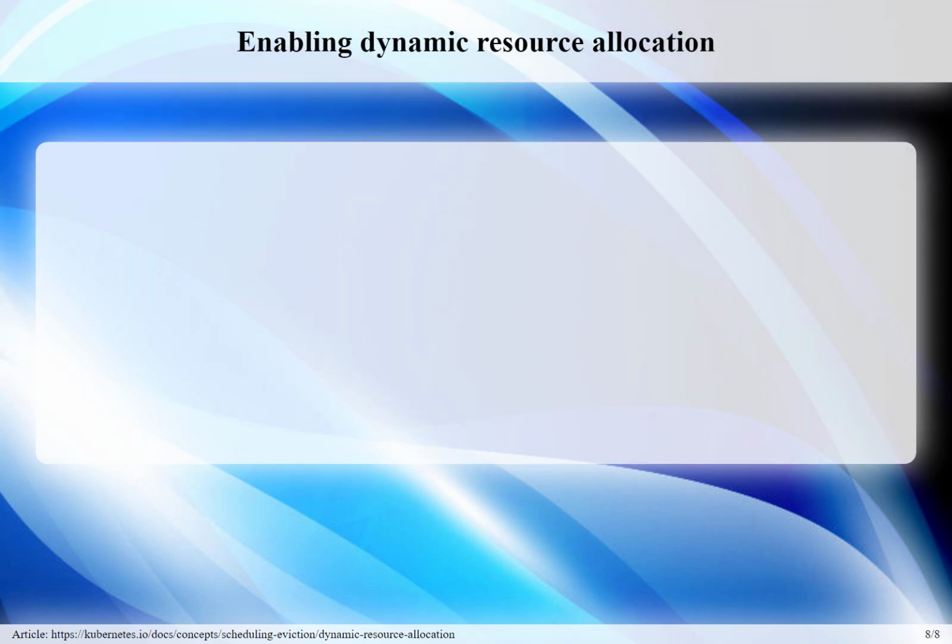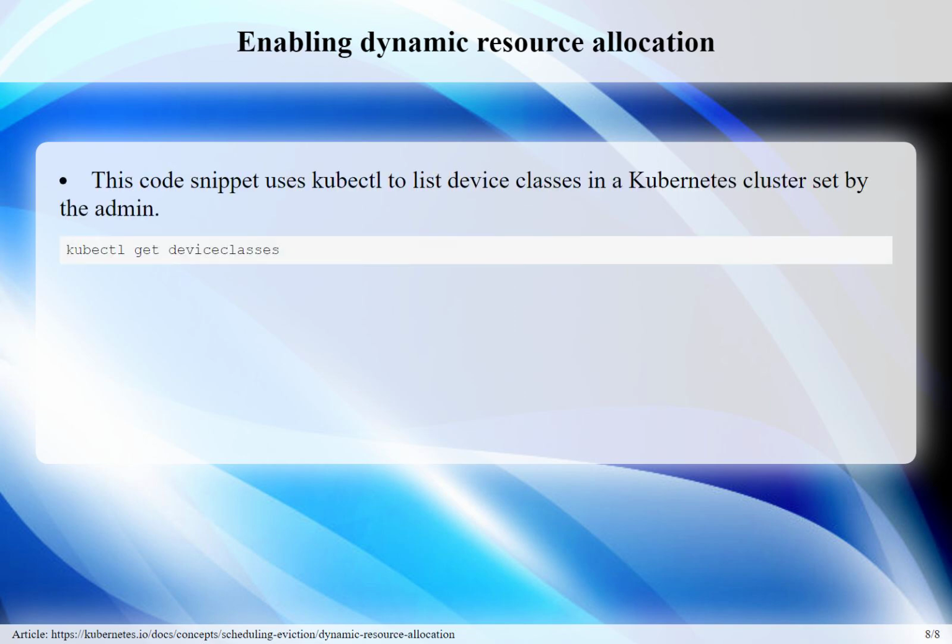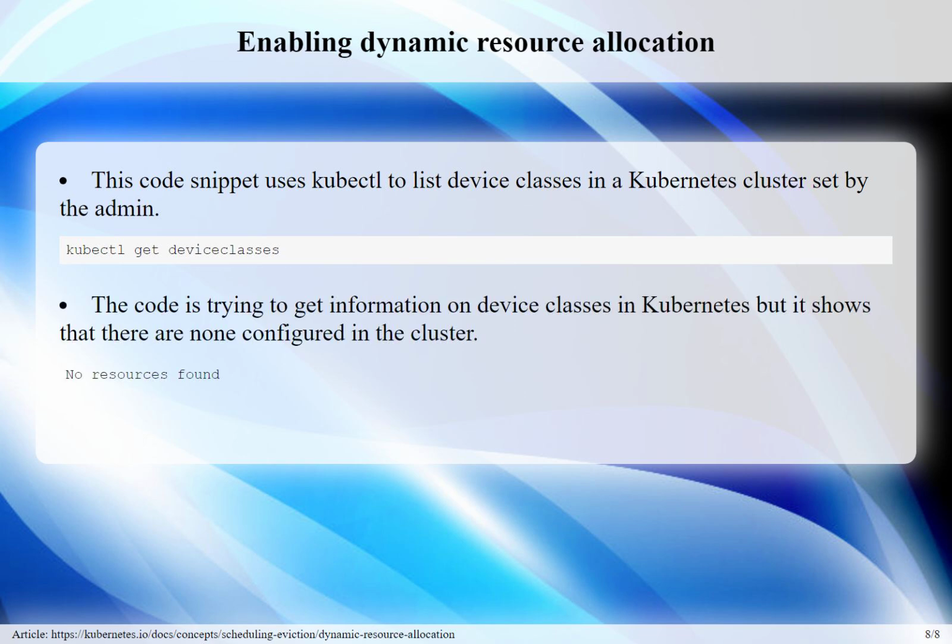Enabling dynamic resource allocation. This code snippet uses kubectl to retrieve a list of available device classes in the Kubernetes cluster. By running this command, you can view the predefined selection criteria for certain devices and their configurations set by the cluster administrator. However, the output indicates that no resources were found, suggesting that there are no device classes currently configured or available in the cluster.